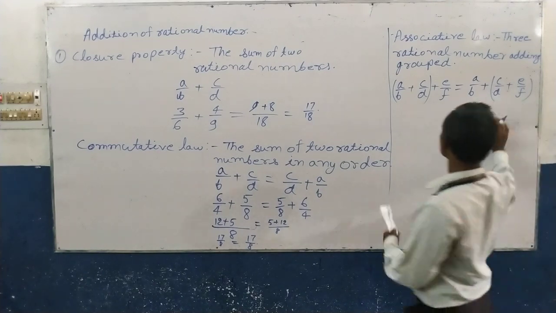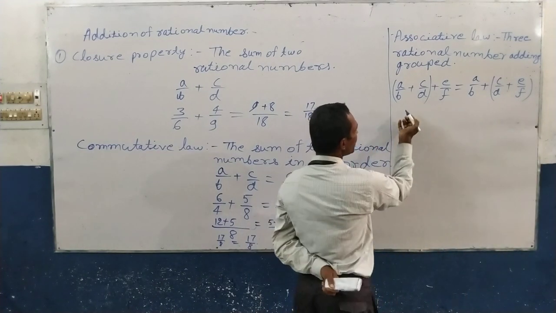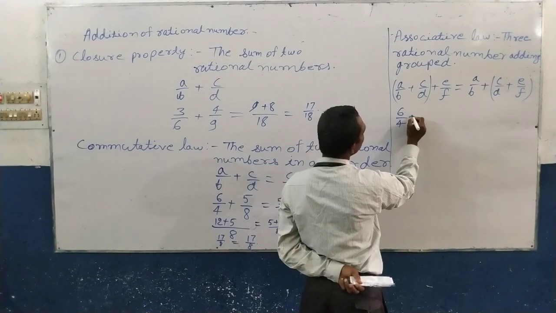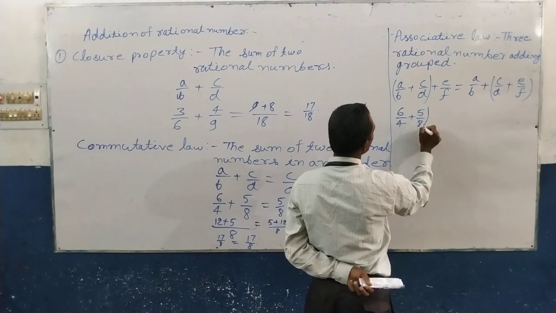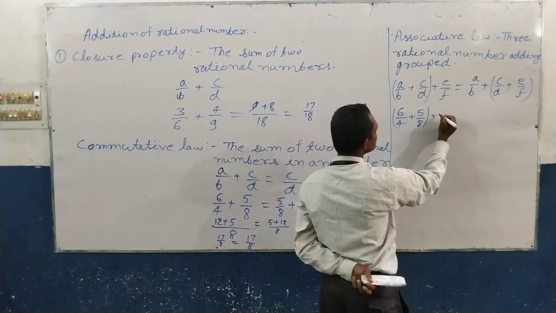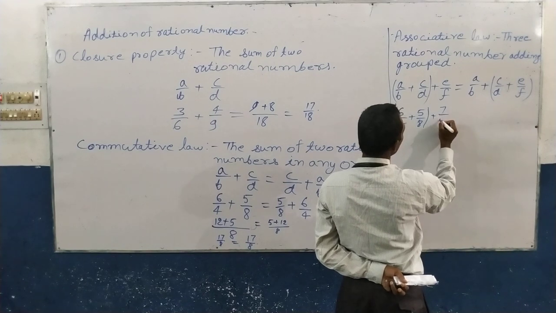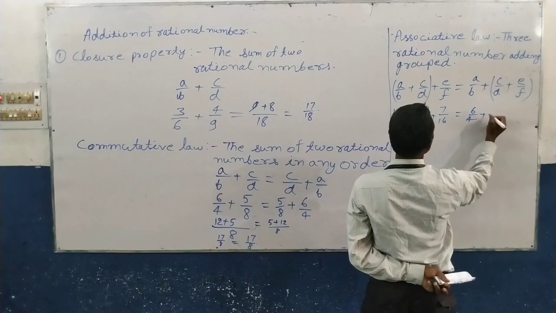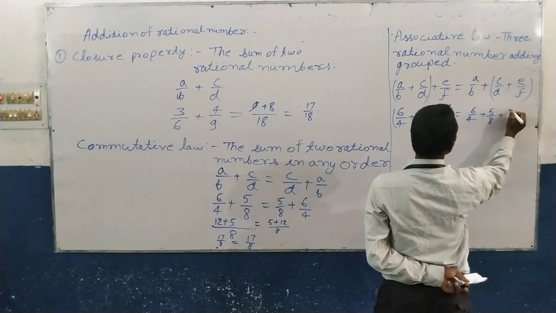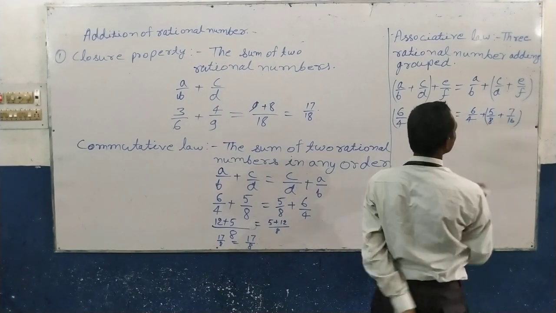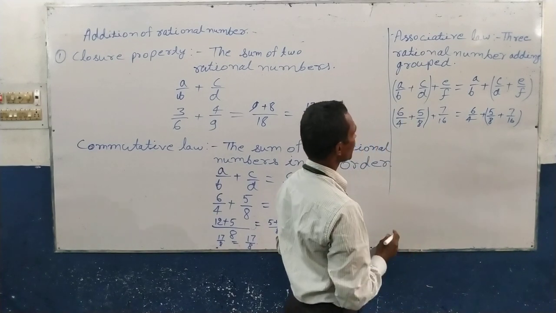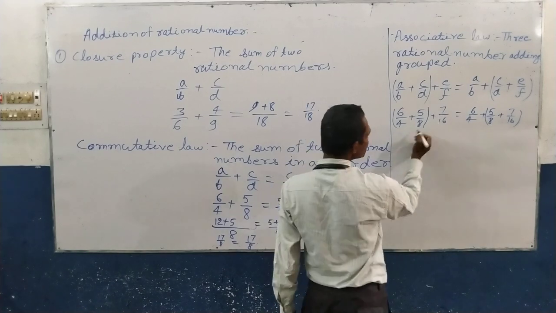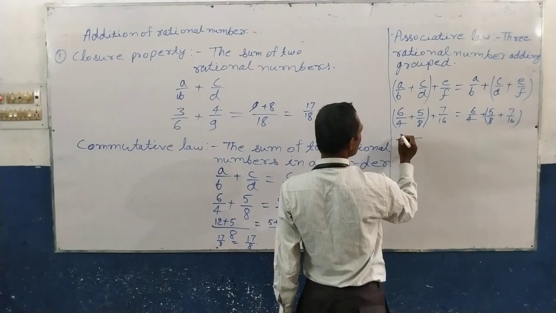Just like, take any integers, just like 6 by 4 plus 5 by 8 plus 7 by 16. Also 6 by 4 plus 5 by 8 plus 7 by 16. The LCM of 4 and 8 is 8. 4 2s are 8.